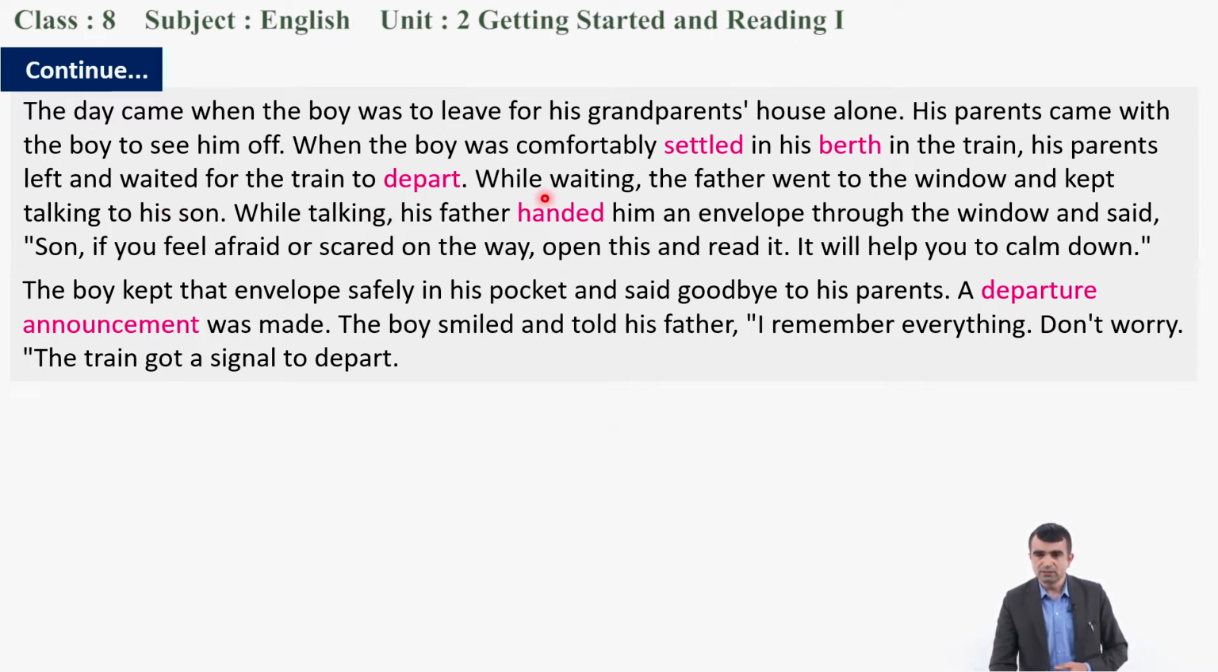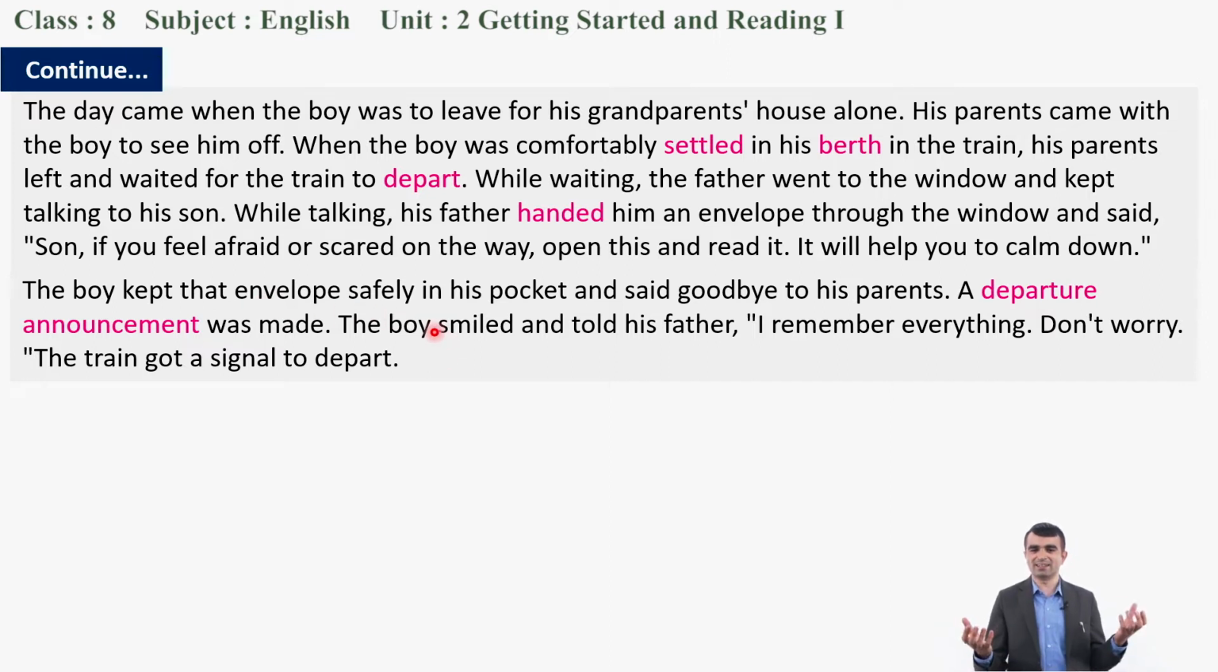While waiting, the father went to the window and kept talking to his son. While talking, his father handed him an envelope through the window and said, "Son, if you feel afraid or scared on the way, open this and read it. It will help you to calm down." Okay. The boy kept that envelope safely in his pocket and said goodbye to his parents. A departure announcement was made.